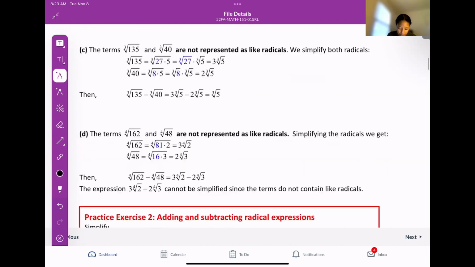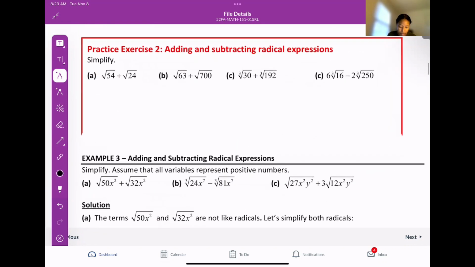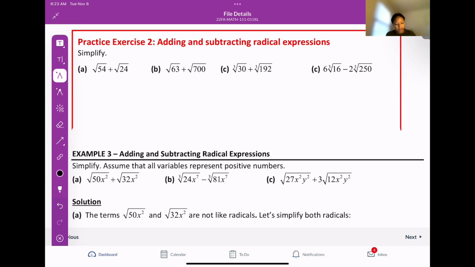Okay, I'm going to skip example 2 and go straight to the practice problems. For problem A, the square root of 54 plus the square root of 24. We see that they're both square roots there, but just looking at these problems, are 54 and 24 the same number? No, it doesn't look like these are like radicals at all. It doesn't look like we can really simplify this anymore, but we can.